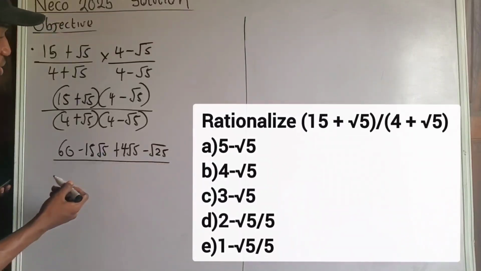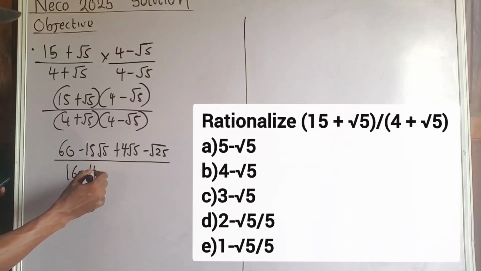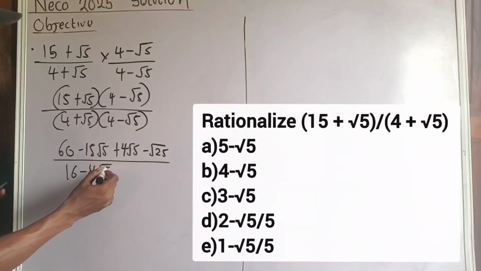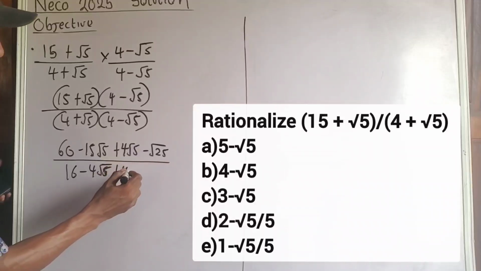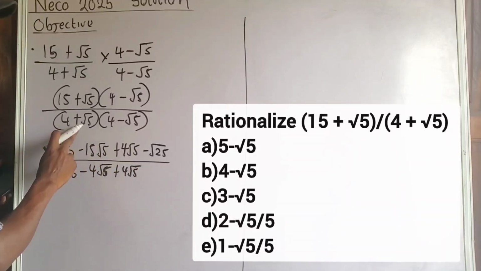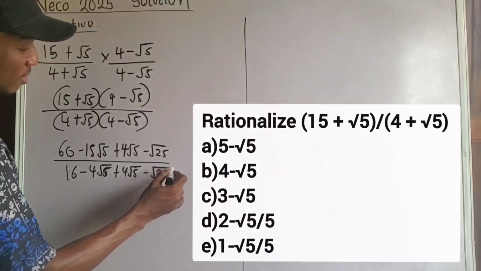This all over 4 times 4 is 16. 4 times minus root 5 is minus 4 root 5. Then plus root 5 times 4, that is plus 4 root 5. Then plus root 5 times minus root 5, that is minus root 25. Do you understand?